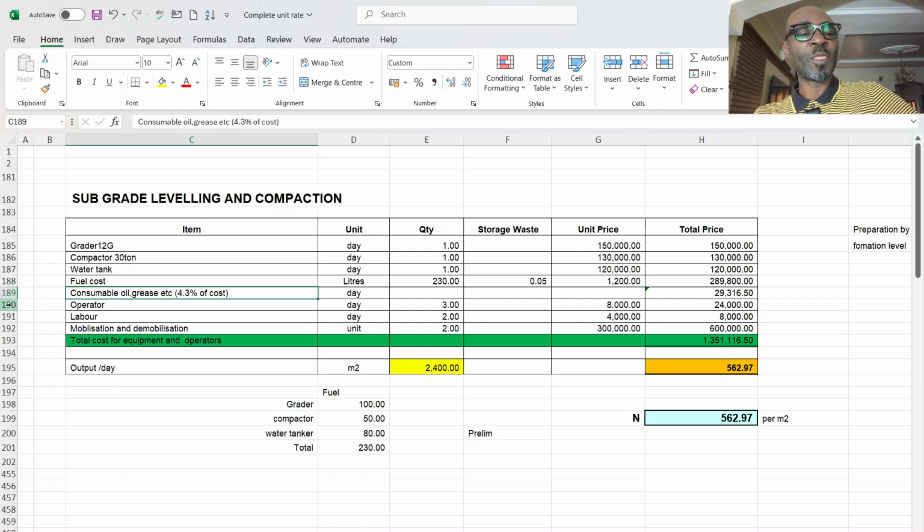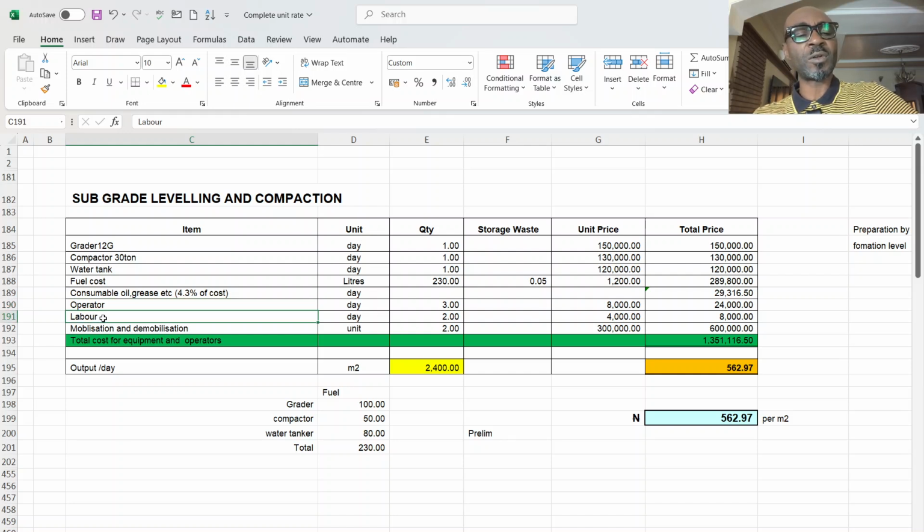Then this one as well, if the hiring company has included the cost of operators in their cost, then this will not come into play. But if you are the owner of your equipment, definitely you have to pay those people that are going to operate your equipment. So you have to factor their costs into your rate builder.